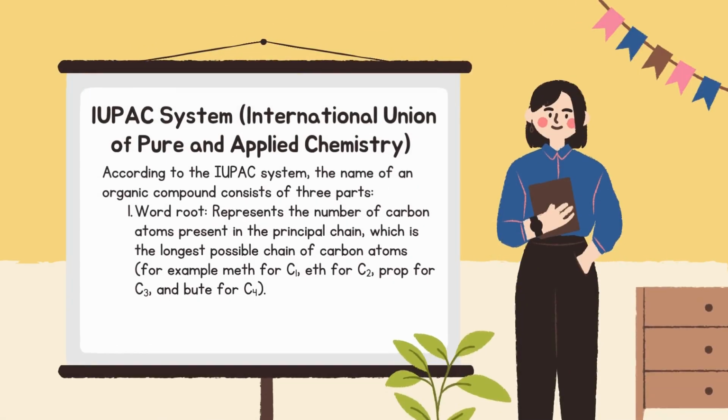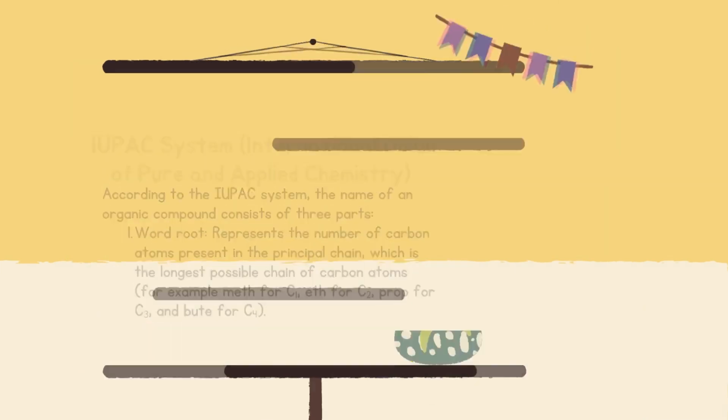IUPAC system, International Union of Pure and Applied Chemistry. According to the IUPAC system, the name of an organic compound consists of three parts. Word root represents the number of carbon atoms present in the principal chain, which is the longest possible chain of carbon atoms, e.g., meth for C1, eth for C2, prop for C3, and but for C4.